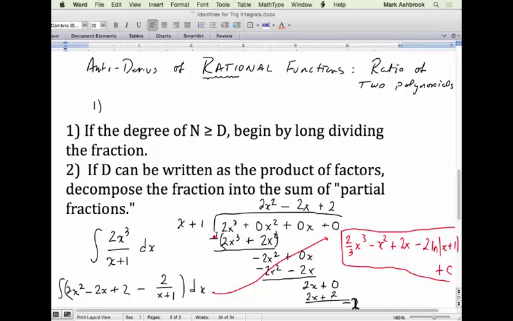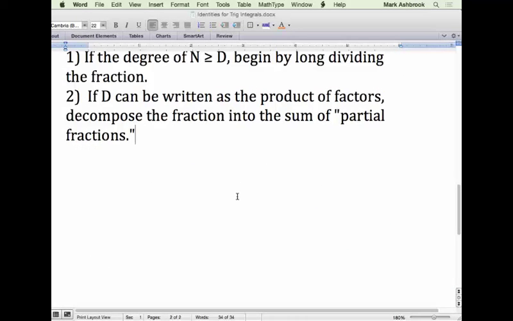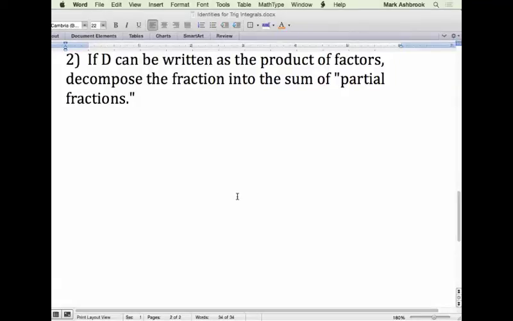Okay. So let's do the next example. Five x plus 1 over two x squared minus x minus 1.